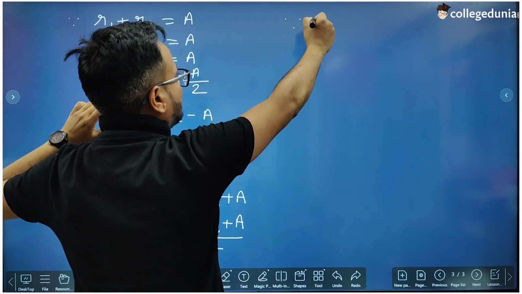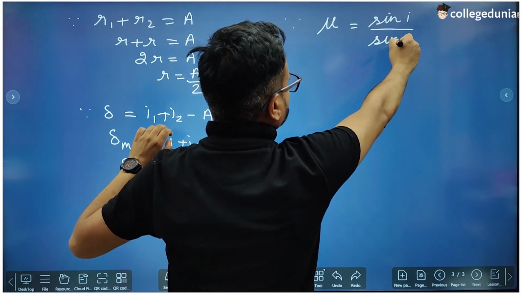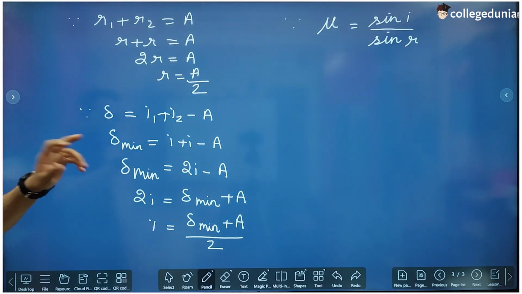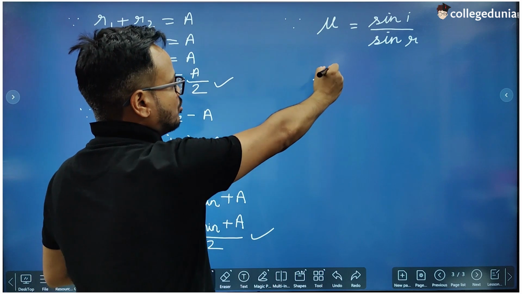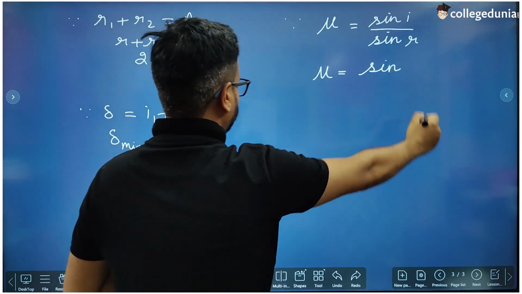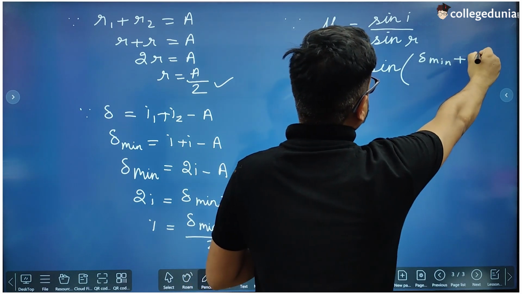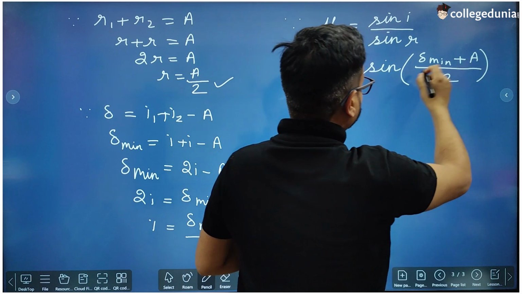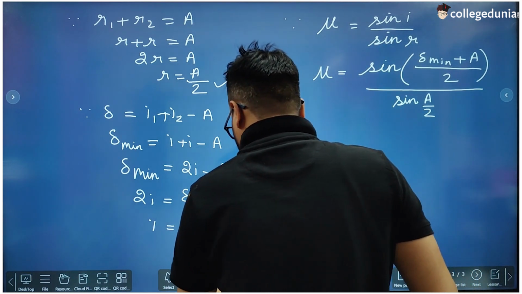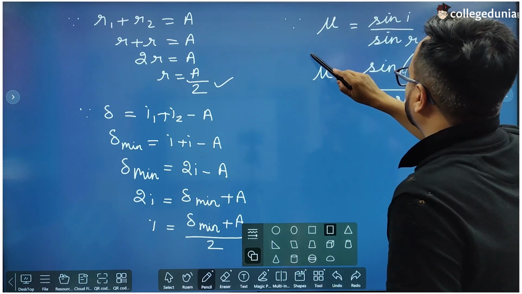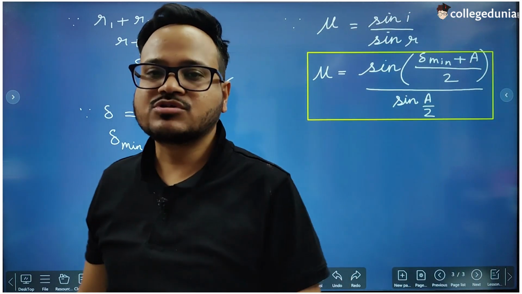Since we know that the refractive index of the prism is sin I by sin r, if we put the values of I and r, this one and this one, we will get the prism formula, which is mu equal to sin of (delta minimum plus A divided by 2) upon sin A by 2, and this result is called the prism formula.